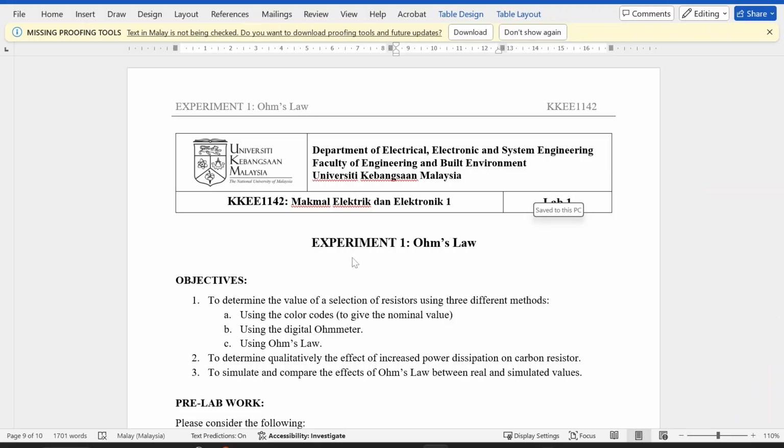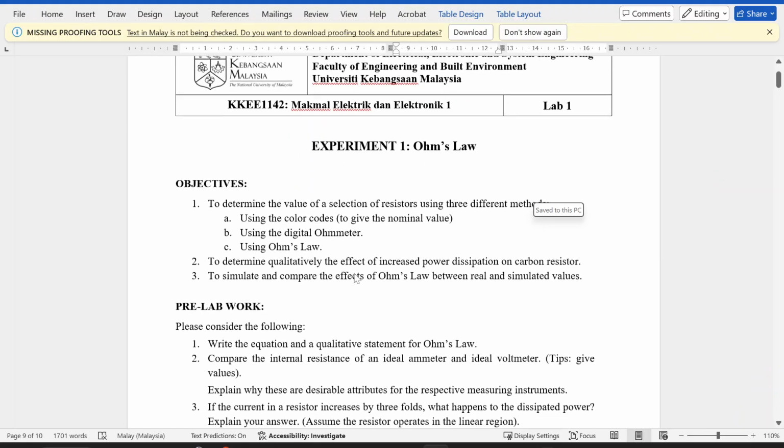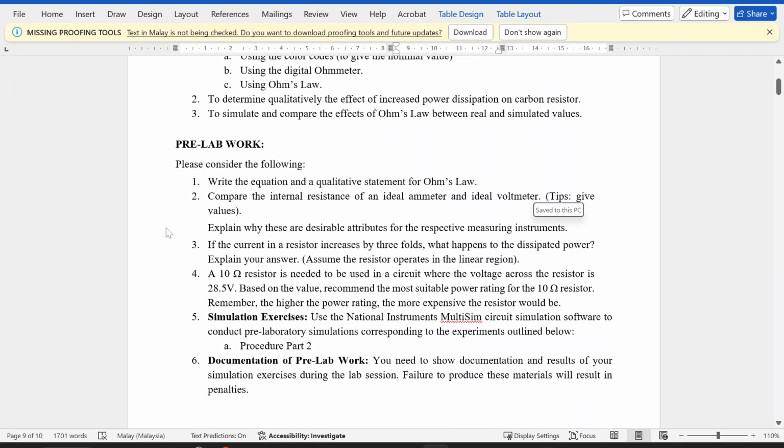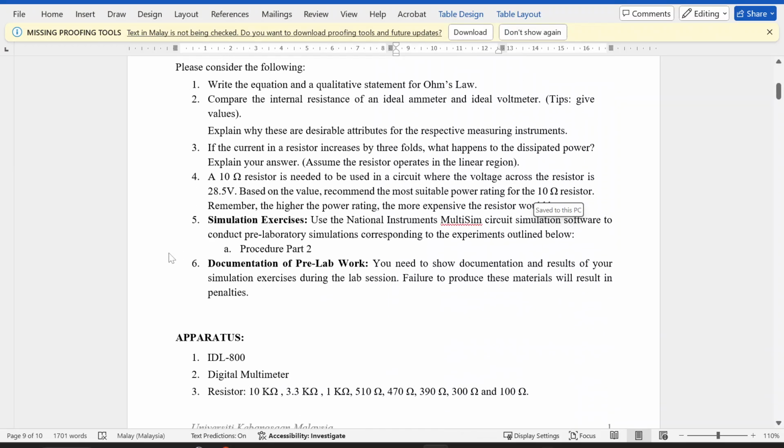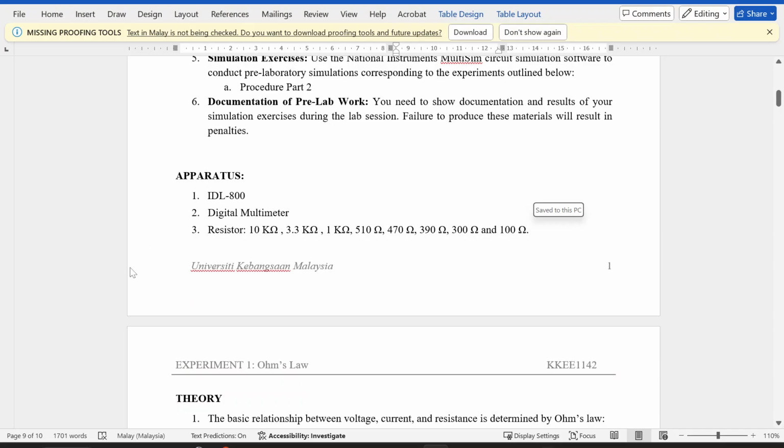So this is the lab manual for experiment 1, Ohm's law. In this manual, we will give you the objective and then the pre-lab work that you need to do using the simulator before you come for your lab session. And then you need to bring your pre-lab during the lab session. So these are the apparatus that you need.